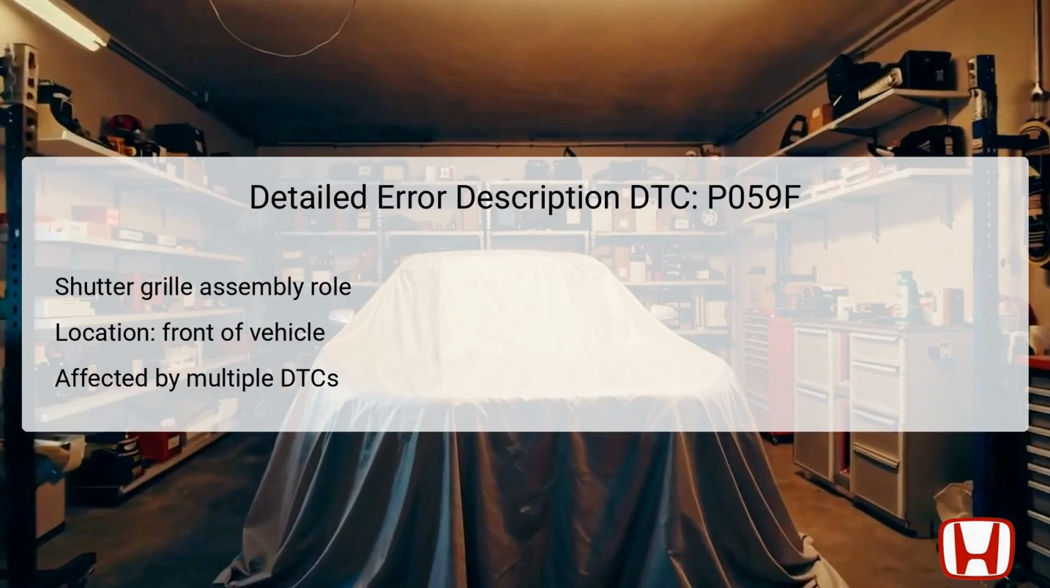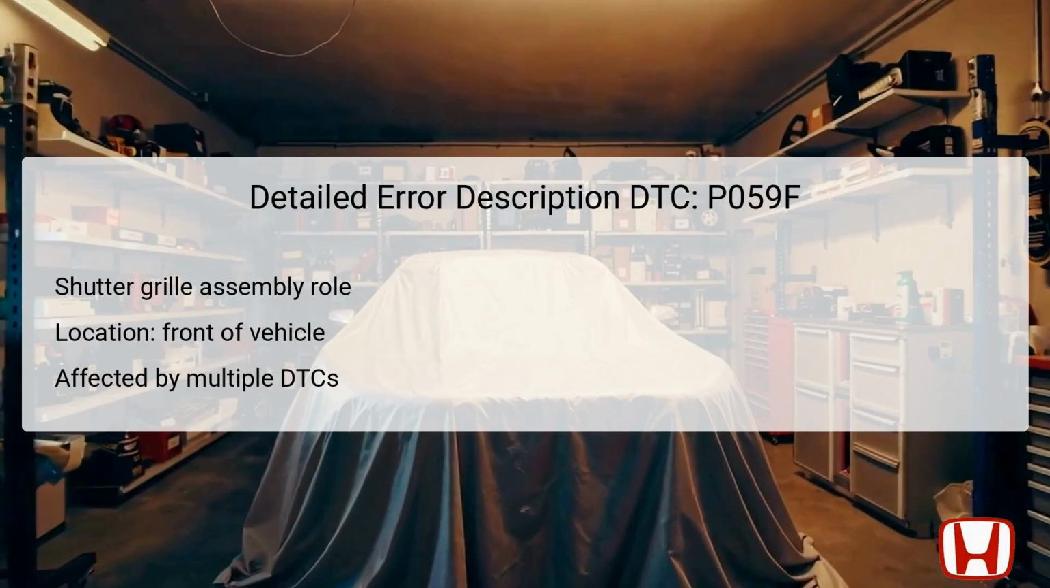The shutter grille assembly plays a vital role in managing airflow, which is essential for optimizing engine performance and fuel efficiency. It's located at the front of the Honda Accord, directly in front of the radiator, and is designed to open and close based on various conditions. The assembly works in conjunction with the shutter grille actuator, which physically adjusts the position of the grille slats.